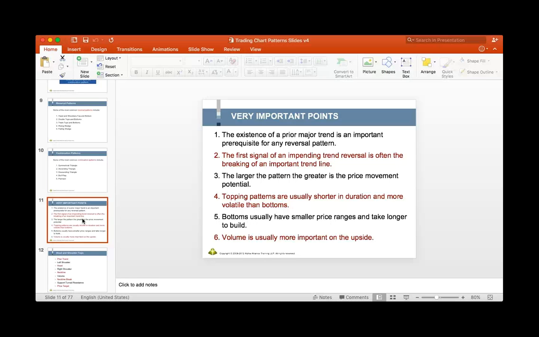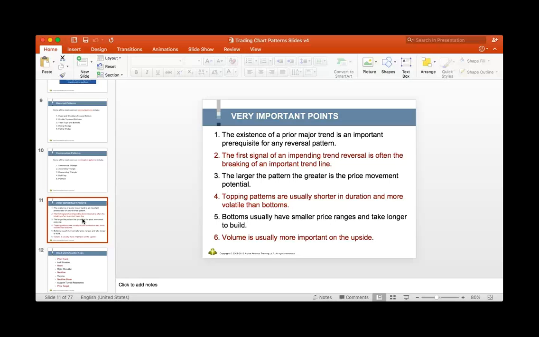As for the bottom, usually the candlesticks are smaller. When you see a double bottom or a triple bottom, or a head and shoulders bottom, a reverse head and shoulders, it means the candlesticks are usually smaller. It sometimes takes longer to build because confidence takes time to build. For example, the market is turning from very bad to slightly better. This is a reversal pattern, and the confidence takes time to build.